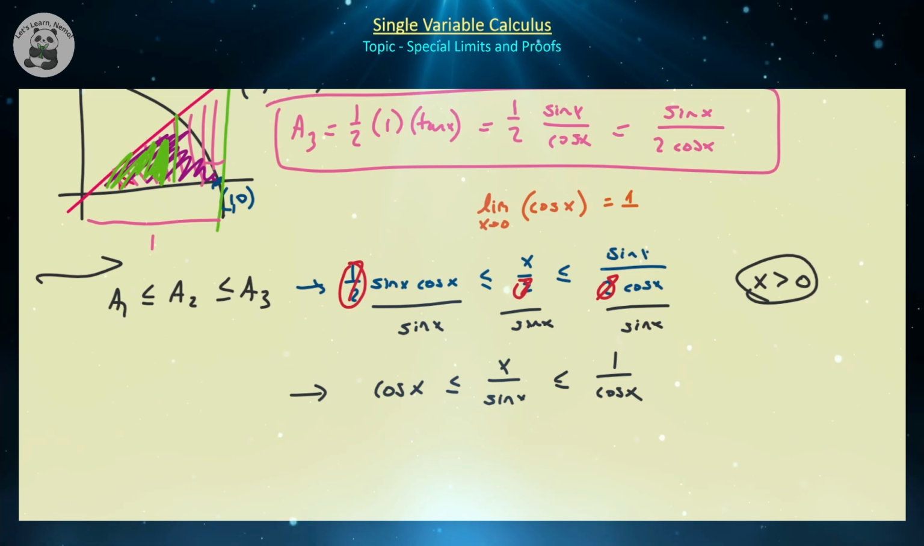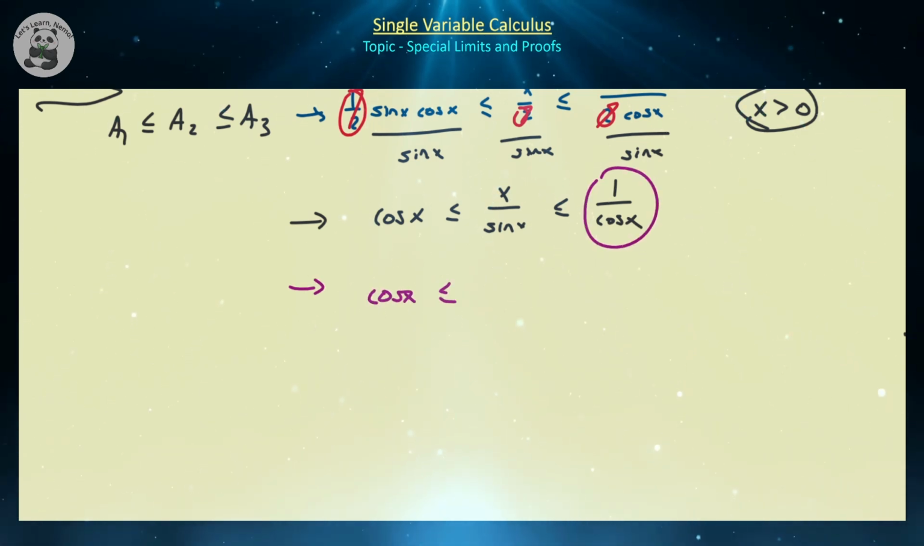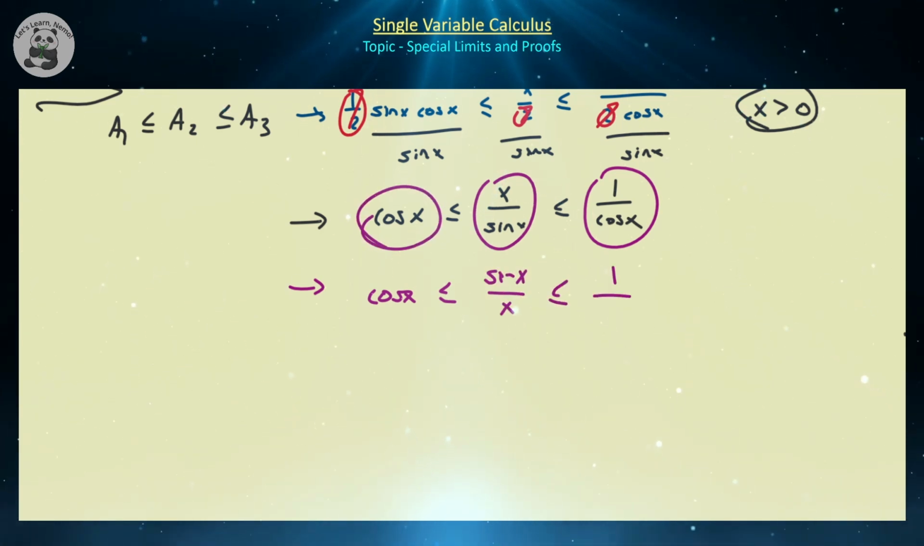And then what I want to do is flip both sides of this inequality. So that's going to give us what? We're going to have the reciprocal of 1 over cosine, which is going to be cosine, is less than or equal to the reciprocal of the interior, which is sine x over x, less than or equal to the reciprocal of the left, which is going to be 1 over cosine of x.